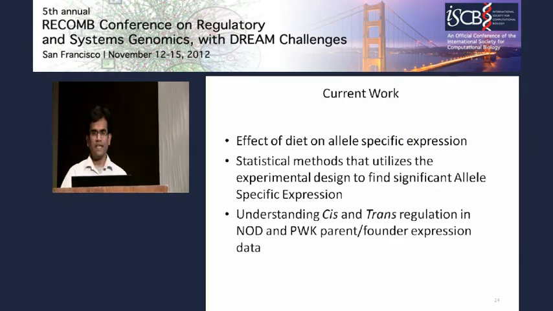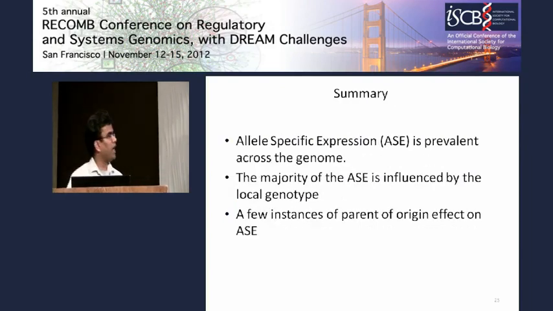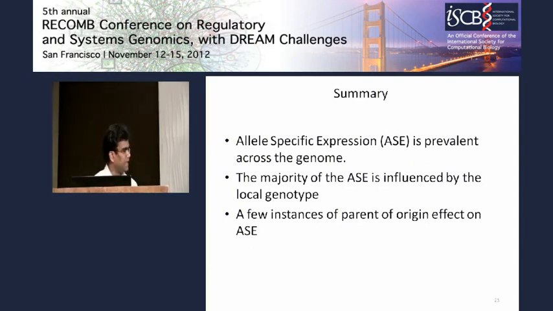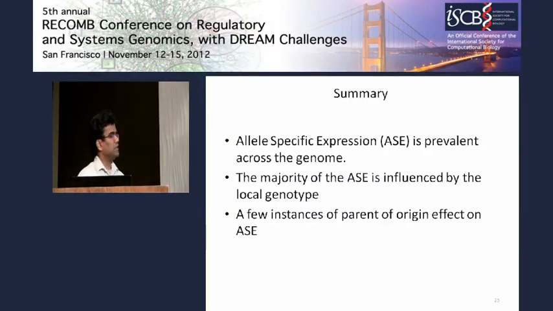In the interest of time, I'll skip the current work and just summarize. So we looked at allele-specific expression on a genome-wide scale using RNA-seq data. What we find is that allele-specific expression is prevalent across the genome, but the majority of the allele-specific expression seems to be influenced by the local genotype rather than a parent of origin effect.